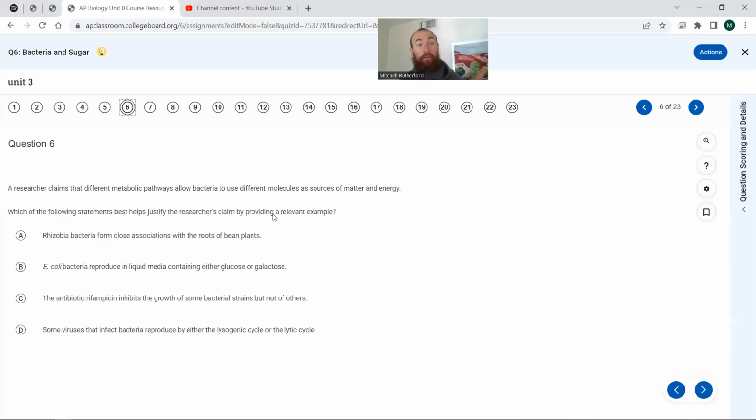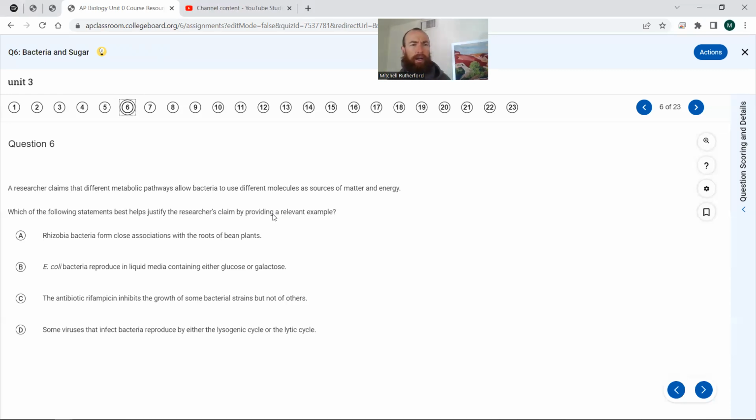Okay, another researcher claim. Researcher claim, different metabolic pathways allow bacteria to use different molecules. Okay, so we got different metabolic pathways, different molecules as sources of matter and energy. Okay, so we're going to look for some sort of comparison.